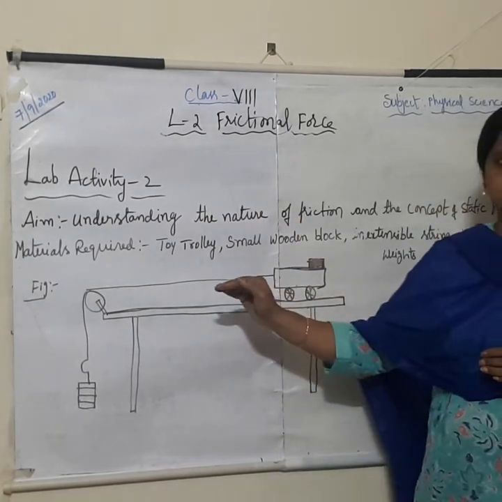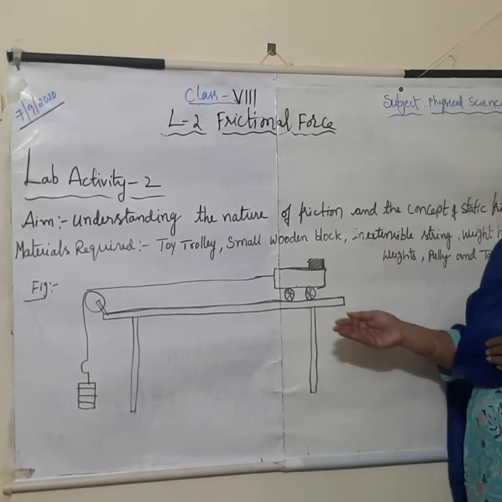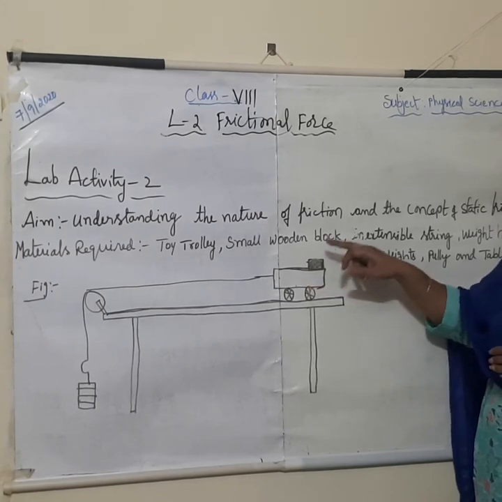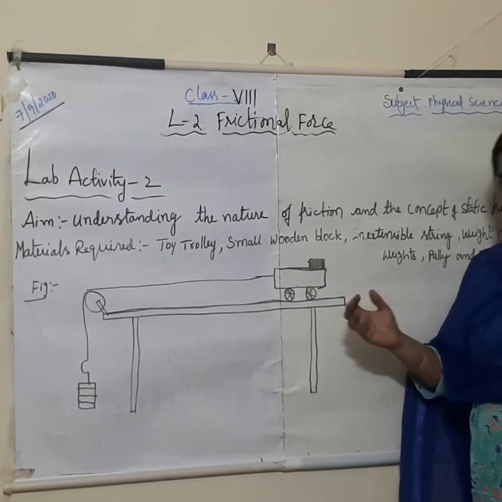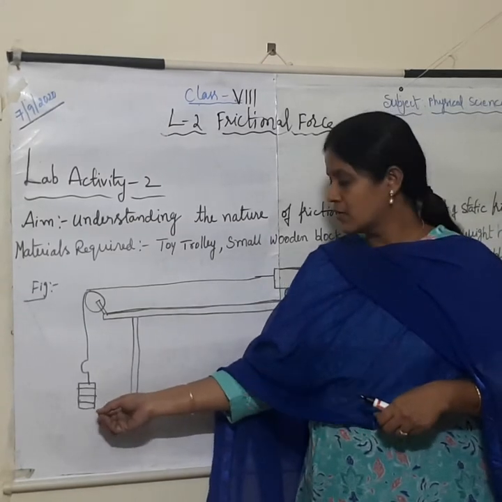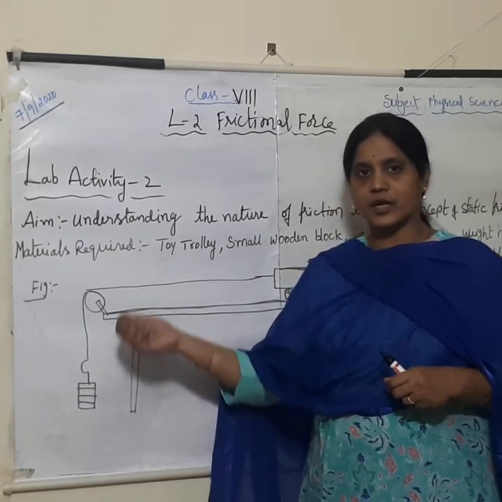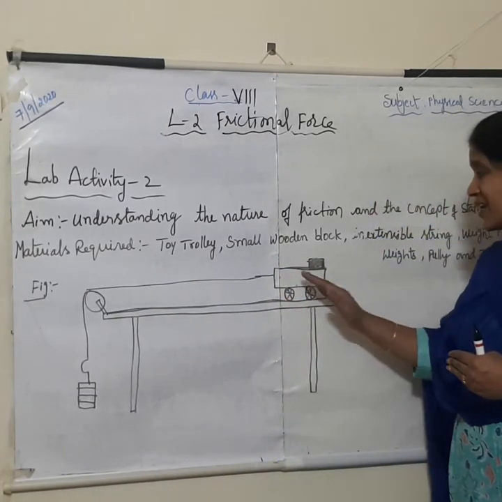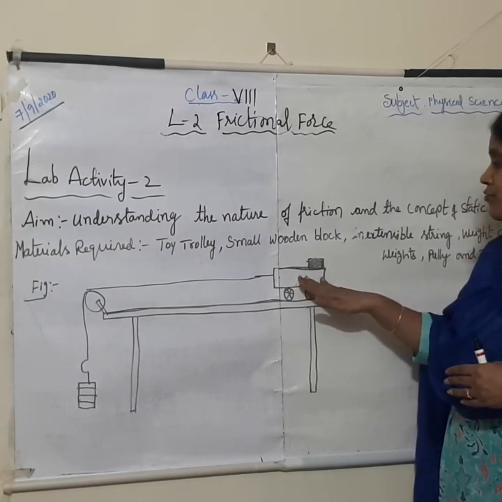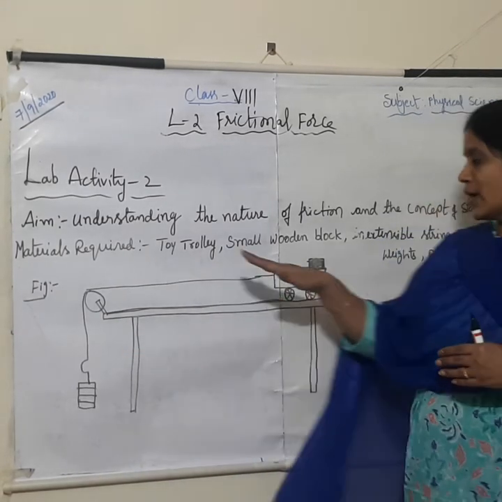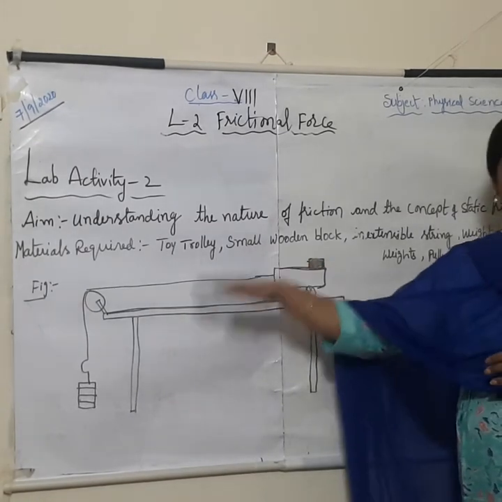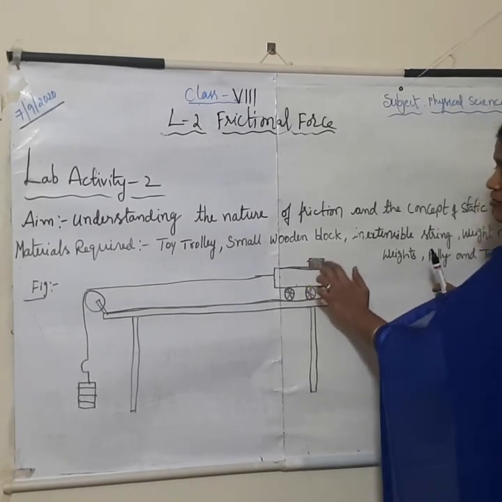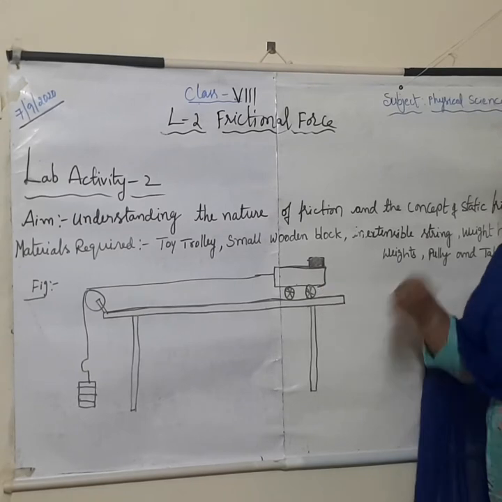When it has an acceleration, you observe the motion of the trolley and the wooden block. Next, you add one more weight to the weight hanger. Again you observe. When you are adding weights one by one, what happens? The speed or the acceleration of the toy trolley increases. When the acceleration of the toy trolley increases, the wooden block which is on the surface of the toy trolley is also moving with the same speed.